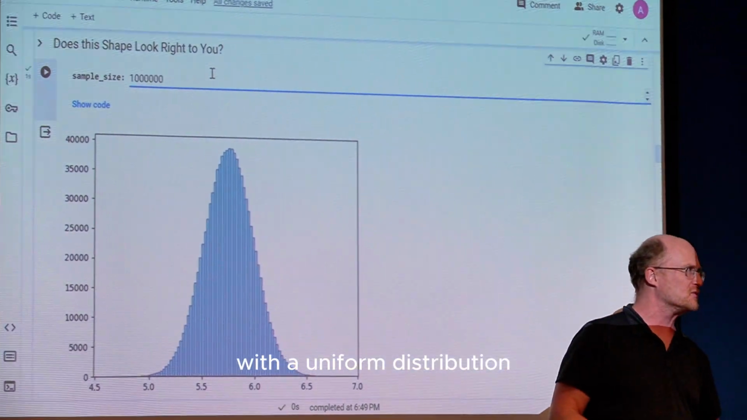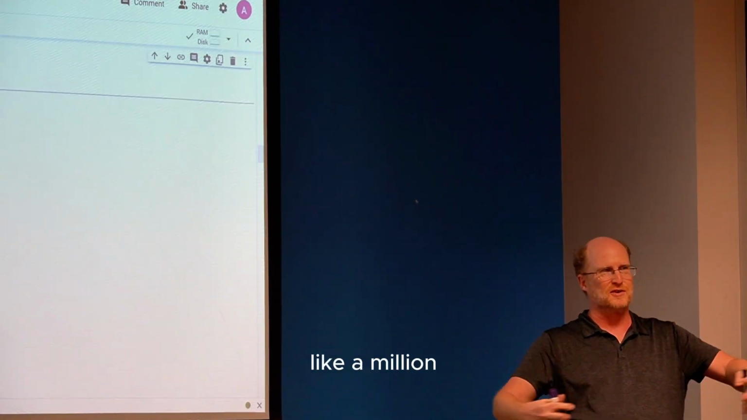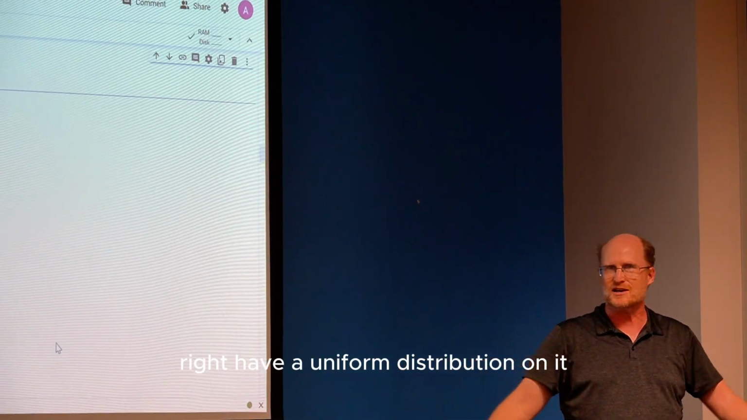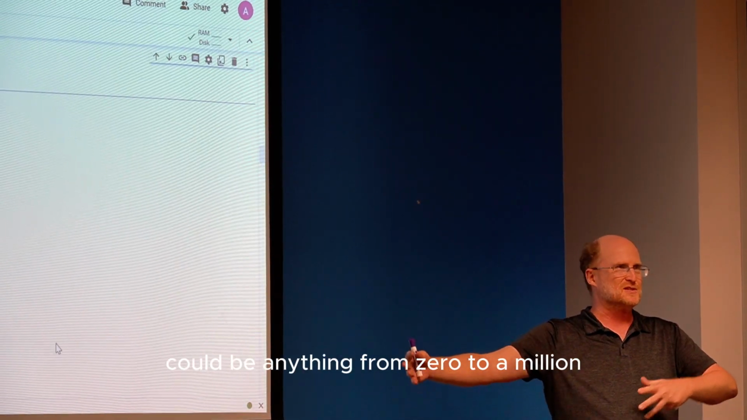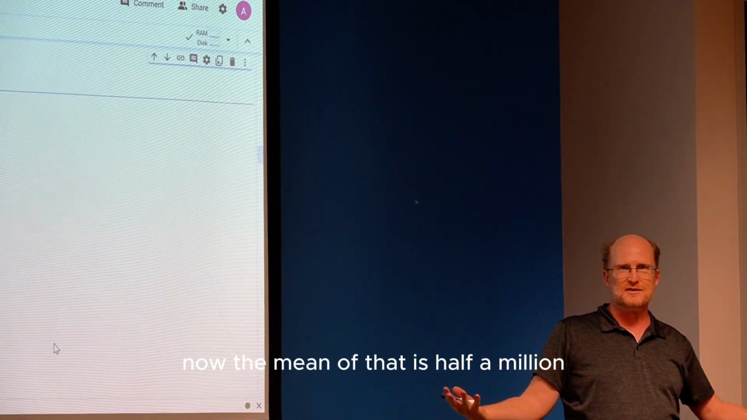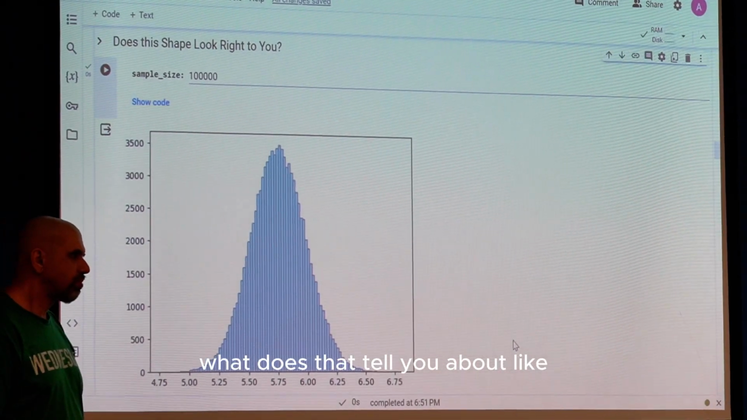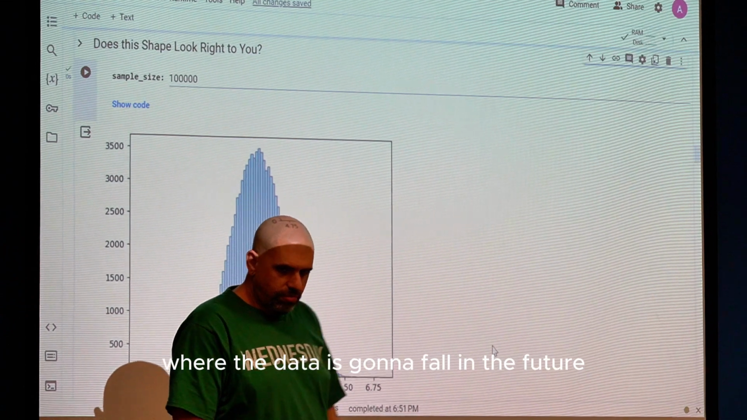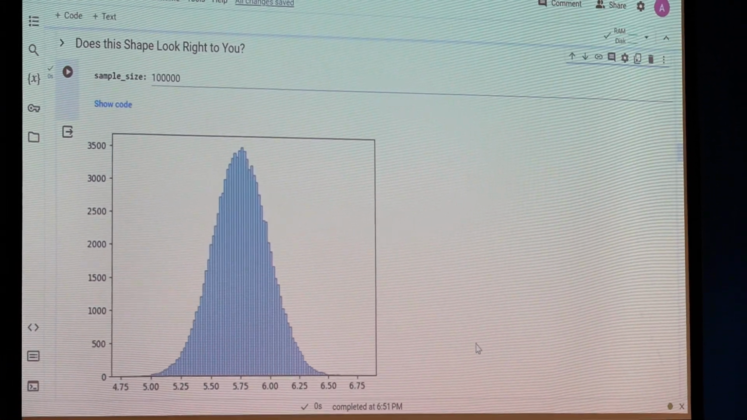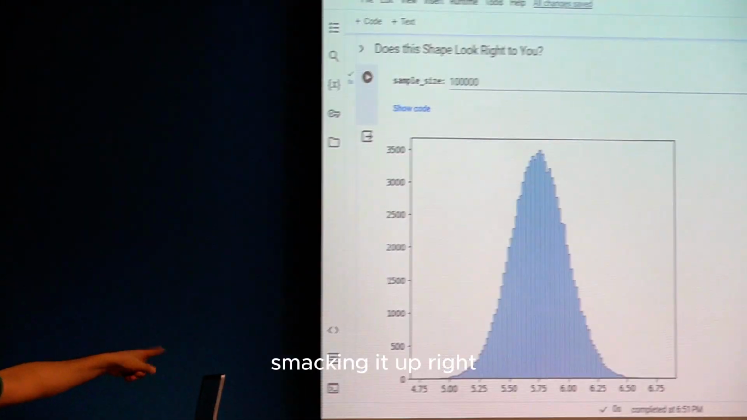With a uniform distribution, you can make the interval as long as you want. You could have an interval a million units long and have a uniform distribution on it, and the data could be anything from 0 to 1,000,000, all with equal probability. Now the mean of that is 500,000, but who cares? What does that tell you about where the data is going to fall in the future? It's equally likely to be 1,000,000 or 0. And I replotted it, so you can see the mean, 5.75, is right smack in the middle.